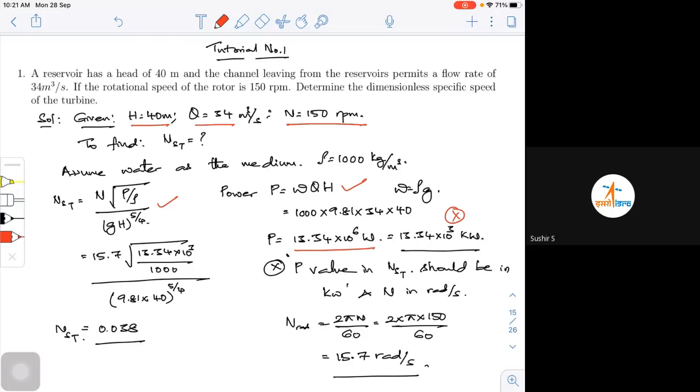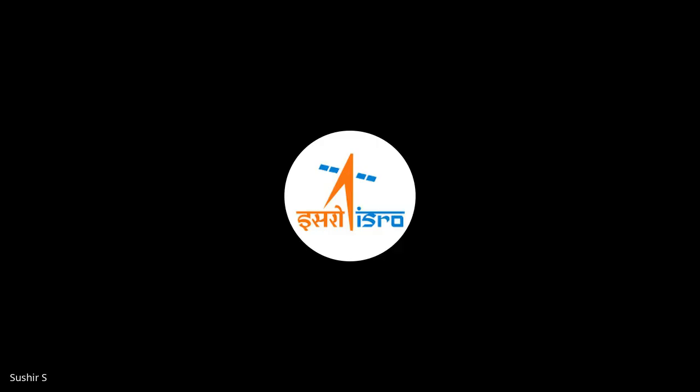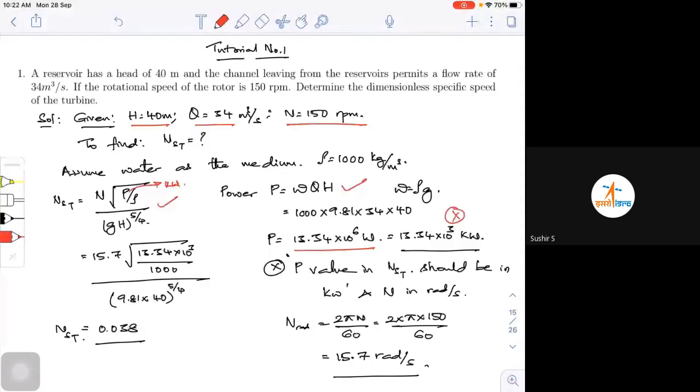Okay. Now, when I come back to the power specific speed, NST is equal to N root P by rho divided by GH to the power of 5 by 4. You have to ensure that this P is in kilowatts. It should not be in watts, it should be in kilowatts. And this N should be in radians per second. This is for non-dimensional specific speed. N should be in radians per second, your P should be in kilowatts.